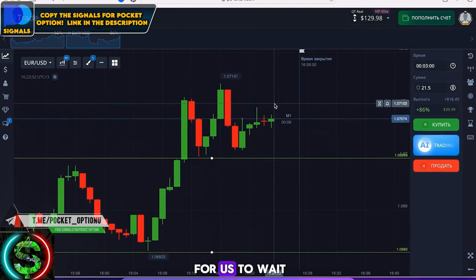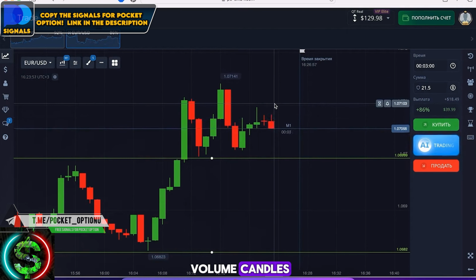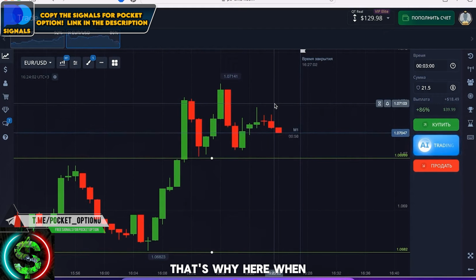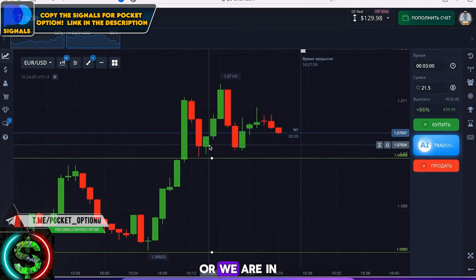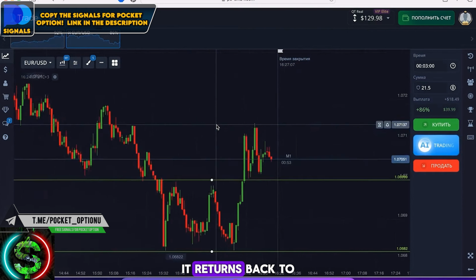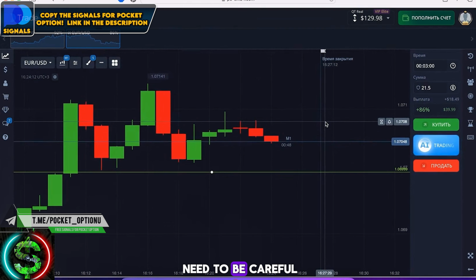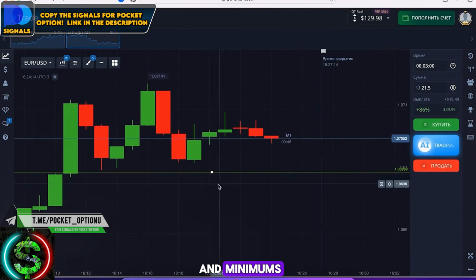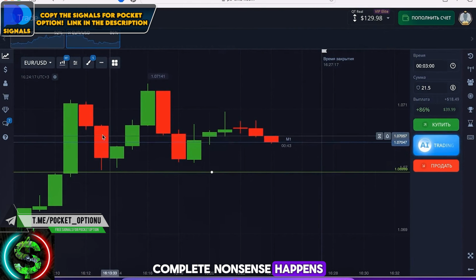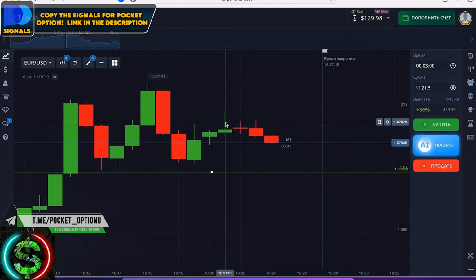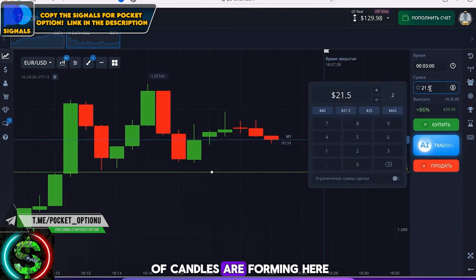Therefore, it is better for us to wait and see what kind of candle we will have. We need to wait for one of the volume candles because it is difficult to bounce in one direction here. That's why here, when the maximum is broken or we are in a flat market, it returns back to its flat situation right here. In such situations, we need to be careful because near the maximums and minimums, complete nonsense happens. Therefore, we never rush here. We only open based on the candles and observe what kind of candles are forming here.